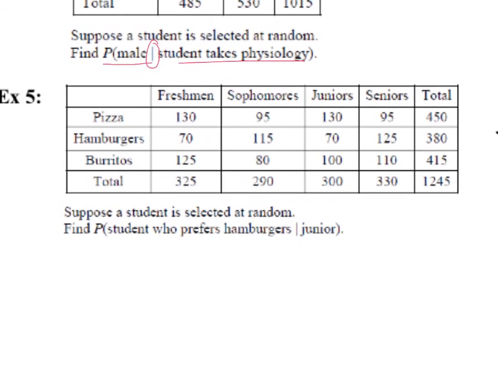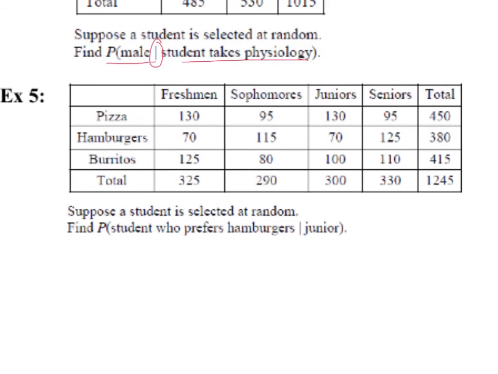Back to this question, we have, again, two variables, one being grade, the other being what food they like. Here the question says, what's the probability that the student prefers hamburgers given that they are a junior? Now the condition is they must be a junior. So you find the junior column and you focus your energies on that one. And you say, from those numbers, and only those numbers, what's the probability that they like hamburgers? And that would be this number right here.